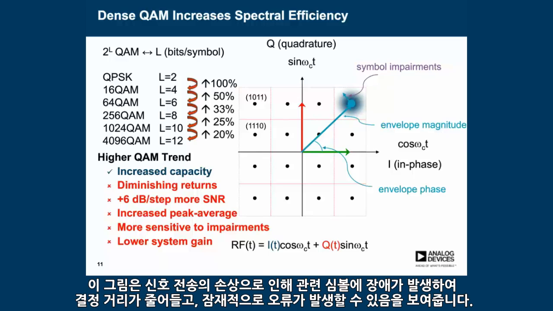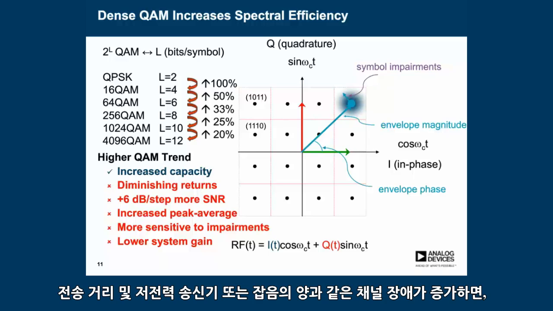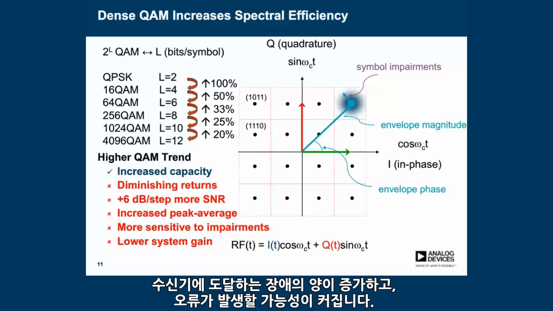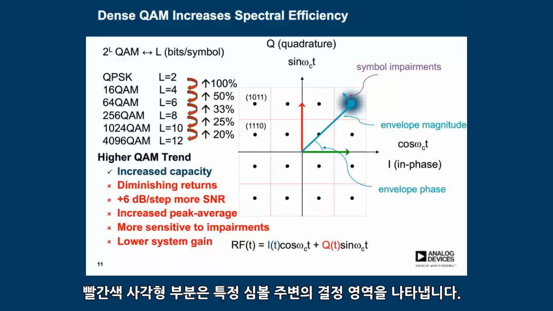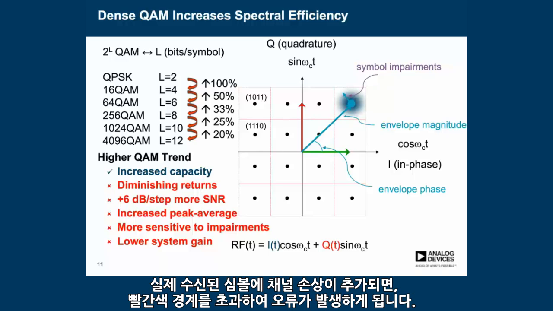The figure is showing that impairments in the transmission of the signal can cause impairments in the associated symbol, reducing its decision distance and potentially causing an error. As channel impairments increase, such as distance of transmission, lower power transmitters, or amount of noise, for example, the amount of impairments that reach the receiver increase, and an error is more likely to occur. The red squares describe the decision area around a given symbol. If the actual received symbol plus the channel impairments exceed the red boundary, an error will occur.